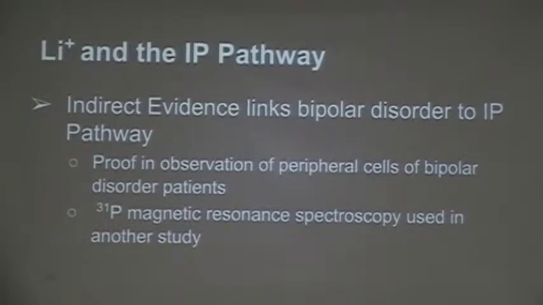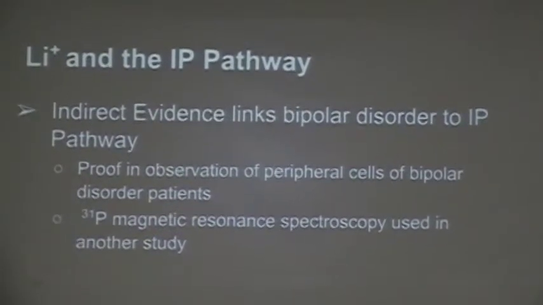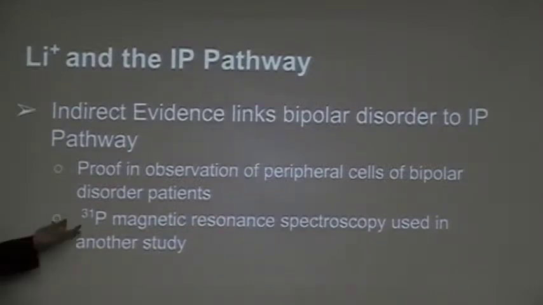Some peripheral cells of bipolar disorder patients were looked at, and they found that the resting calcium levels were a lot higher in bipolar patients, which strengthens the theory that the reason this happens is because the IP pathway is overactive and producing too much calcium. So then there's too much there. Another one is a 31P PChem test that I'm not going into today at all.